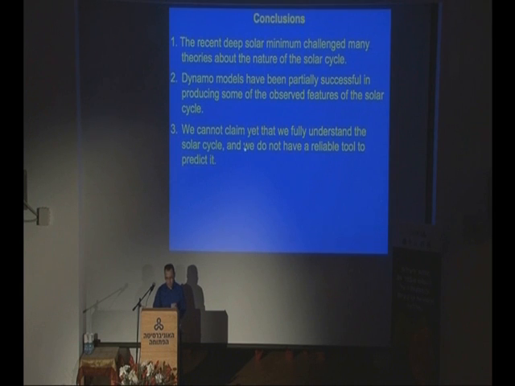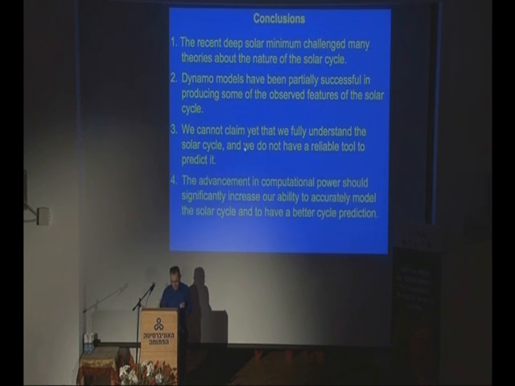We cannot claim yet that we fully understand the solar cycle, because we don't have yet a really reliable tool to do that. We can make some predictions, but there's no way we can say, okay, this tool is better than the other, just like I showed in this slide, with many, many predictions that cover all the range of possibilities. And of course, with the advancements of computational power, these models will be able to be run with much higher resolution and with more complete physics, so we will need to make fewer assumptions, and then probably the results will be more precise. So these models highly depend on the computational power we have.